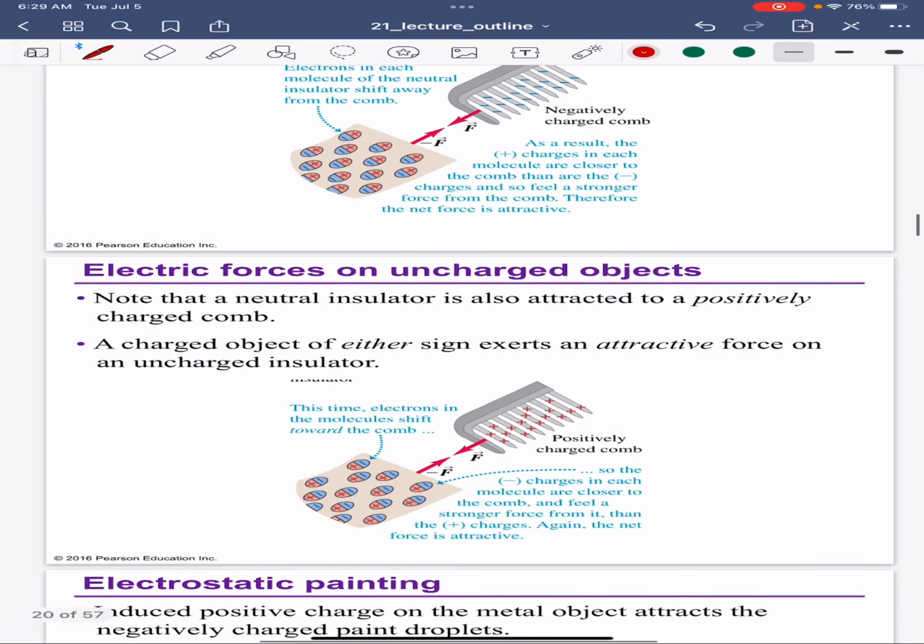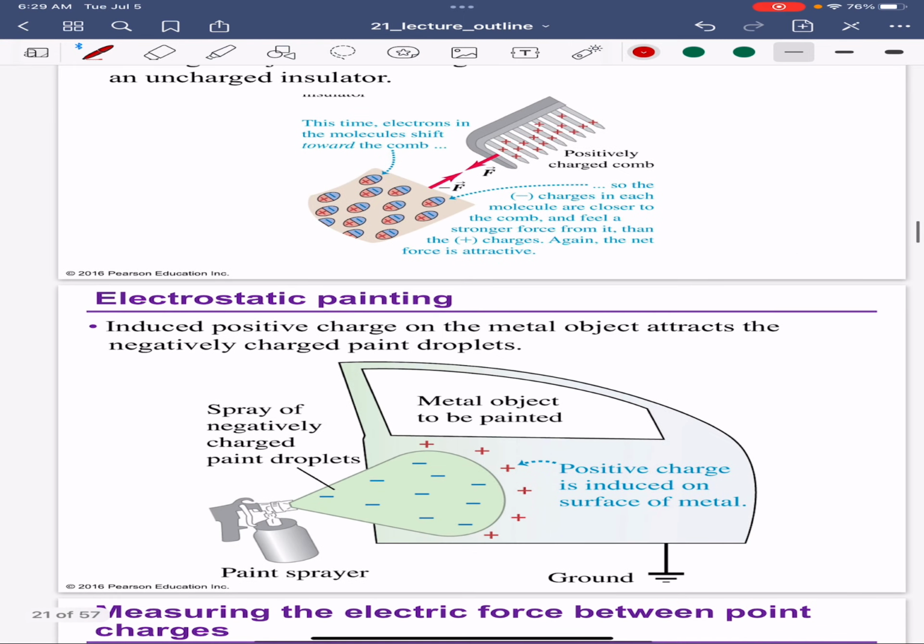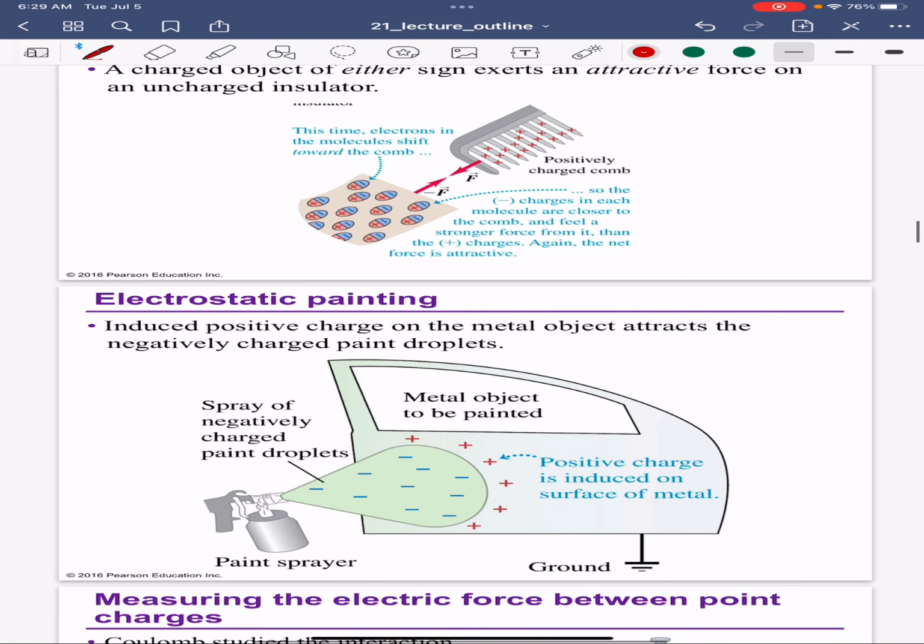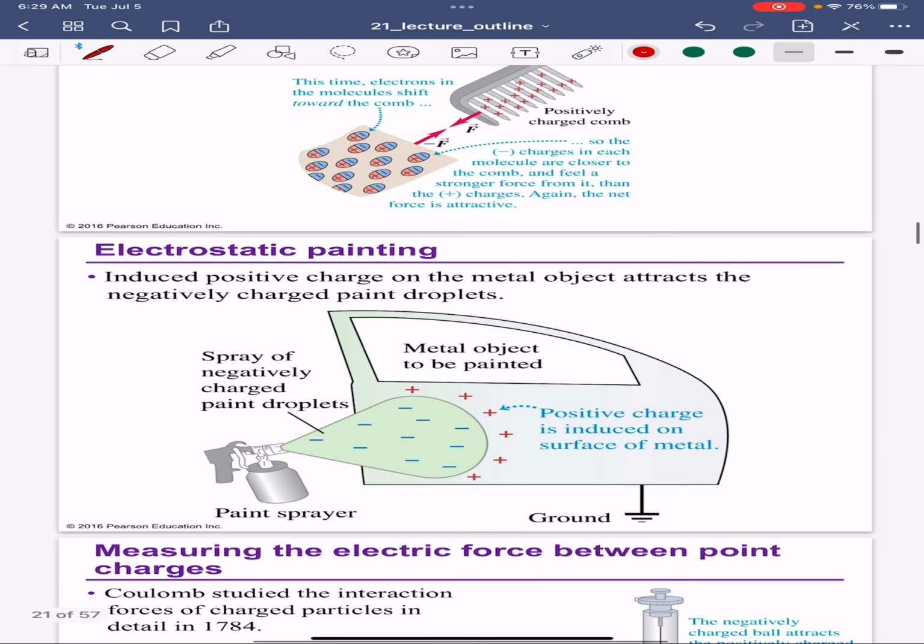And this is the idea that we have in electrostatic painting, where we have the surface that we want to paint. I'm going to have it with positive charge and the paint with negative charge, and then there is going to be attraction, and therefore I will have that painting.